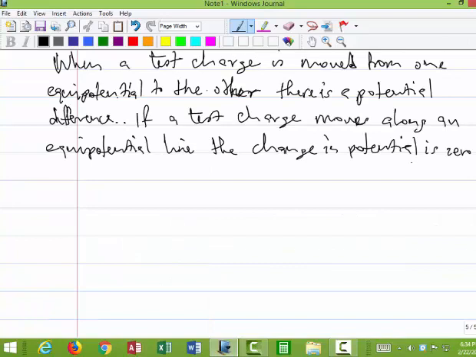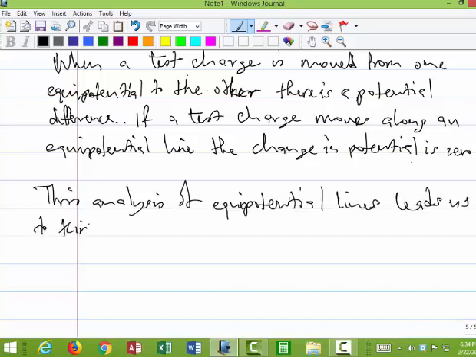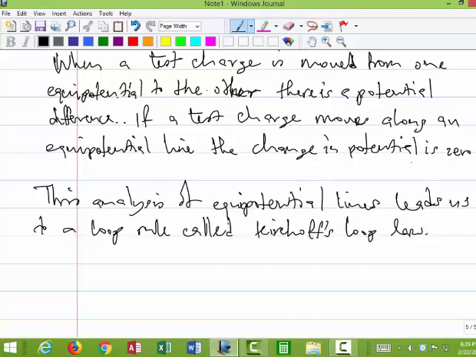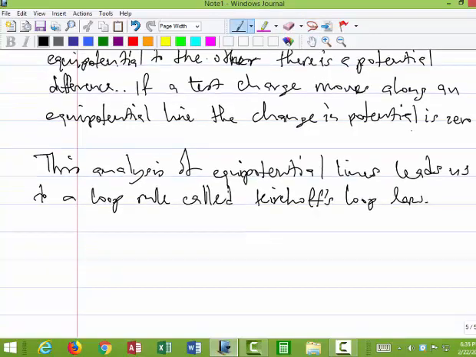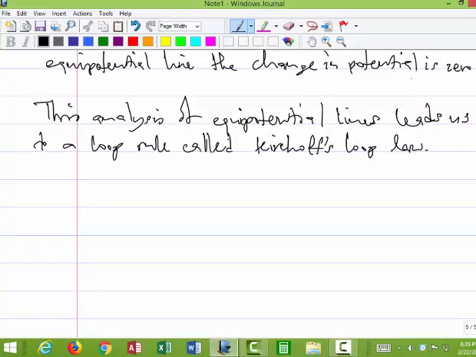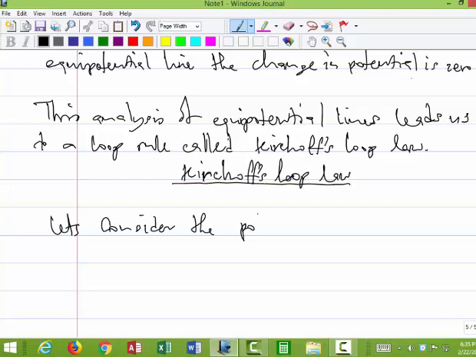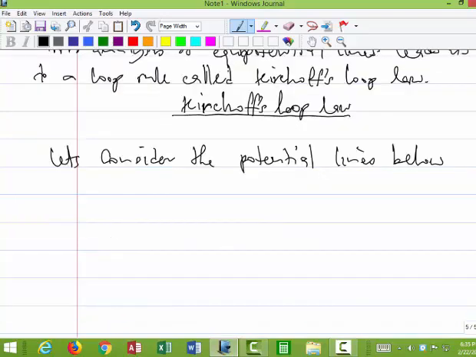So this gives us an idea on how to arrive at something called Kirchhoff's loop law. This leads us to a loop rule. The loop rule is called Kirchhoff's loop law, and we shall see that next. So let's consider the potential lines below. Let's say we have one potential line this way, another one that way, and one that way. So these are some arbitrary potential lines.